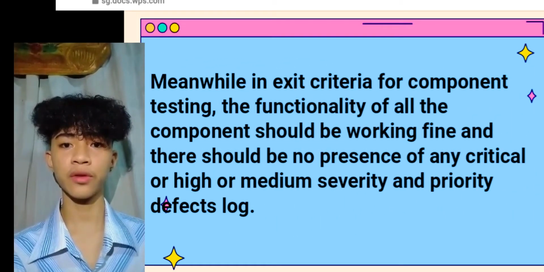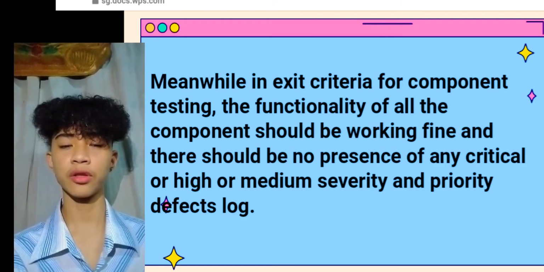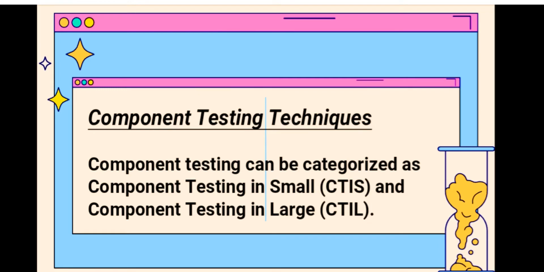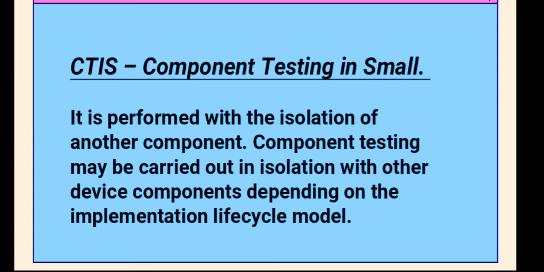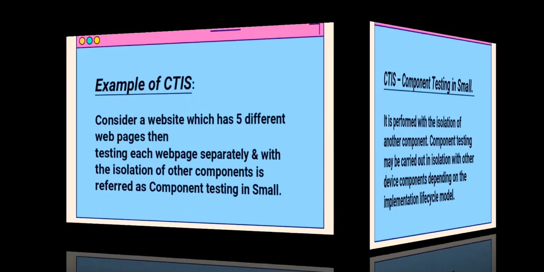Meanwhile, in exit criteria for component testing, the functionality of the components should be working fine and there should be no presence of any critical, high, or medium severity and priority defects. Component testing techniques. Component testing can be categorized as component testing in small, CTIS, and component testing in large, CTIL. Component testing in small, or CTIS, is performed in isolation from other components. Component testing may be carried out in isolation from other device components depending on the implementation lifecycle model.